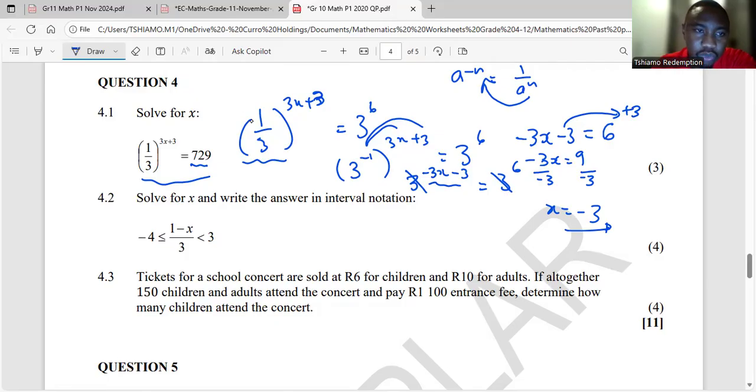Nice question. Here, the trick is for you to know how to change this to a negative exponent.